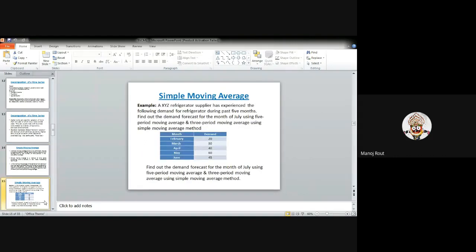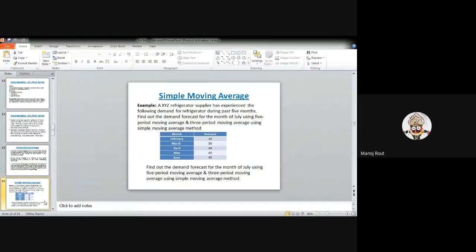So here are the typical examples. Just go through this particular slide. For example, an XYZ refrigerator supplier has experienced the following demand for refrigerators during the past 5 months. The 5 months of data are given in the form of a table, starting from February to June, and the demands are 20, 30, 40, 60 and 45. Clear? Find out the demand forecast for the month of July using a 5 period moving average and a 3 period moving average, using the simple moving average method.